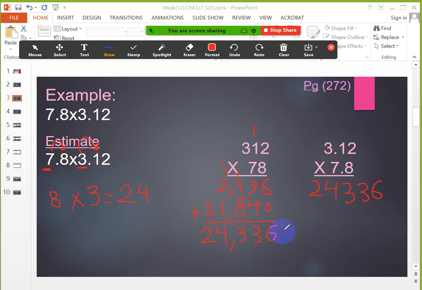Your answer is correct. So I have here, girls, 3 digits after the point. Why? Look at this number. I have here 2, and in this number I have 1. That means 2 plus 1 equals 3. I have 3 digits after the decimal point. So I have to move the decimal point 3 digits: 1, 2, and 3. That means the decimal point will be here between 4 and 3. So the decimal point will be right here.